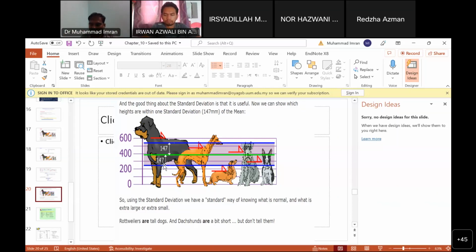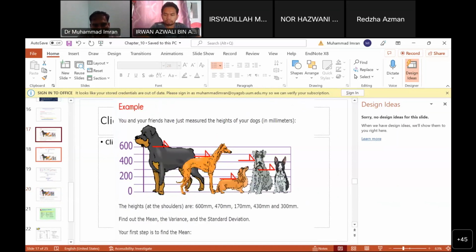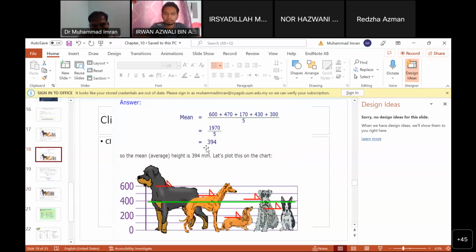We also can say 394 is the mean here. Average height is 394. But how spread are the values? This one cannot tell us; this one is not touching the mean. The standard deviation will tell you the actual dispersion, the differences.